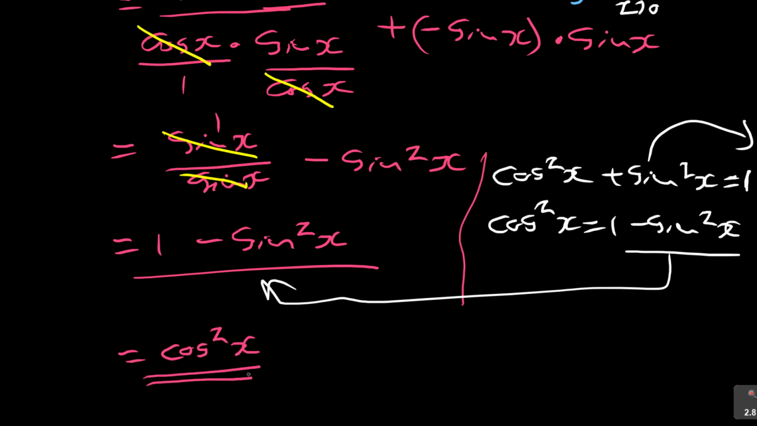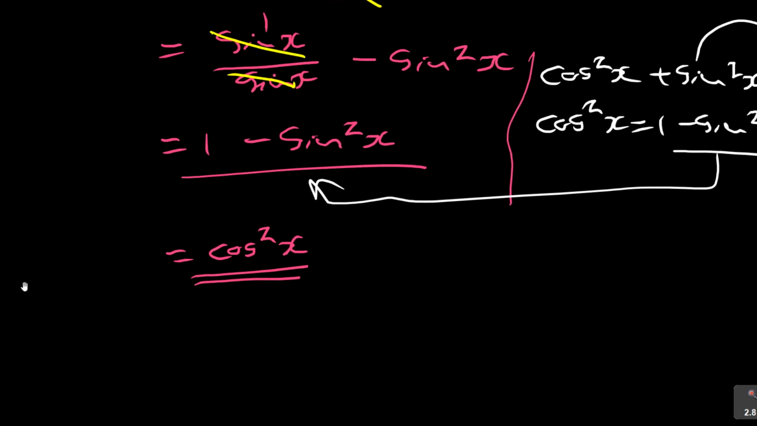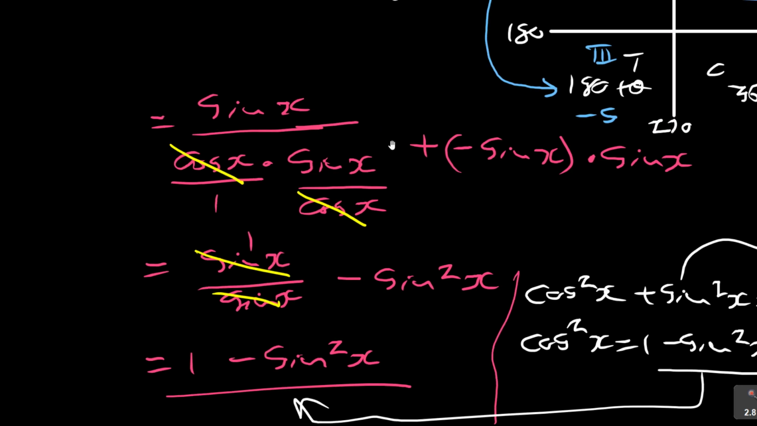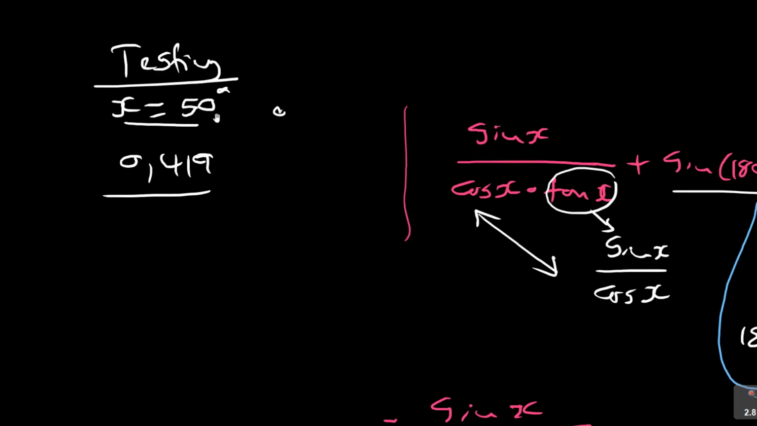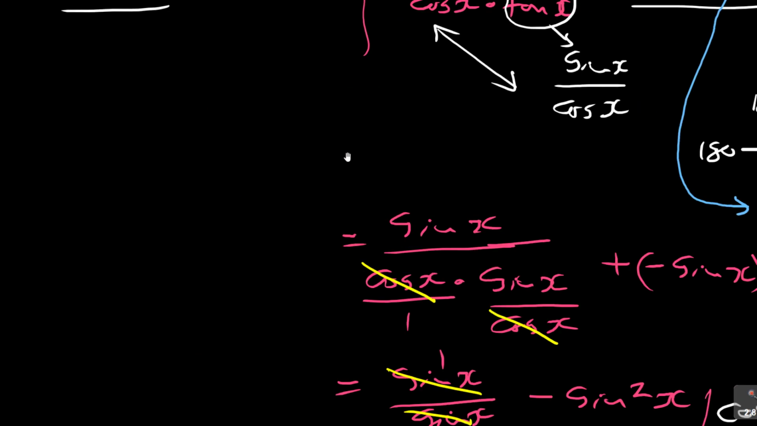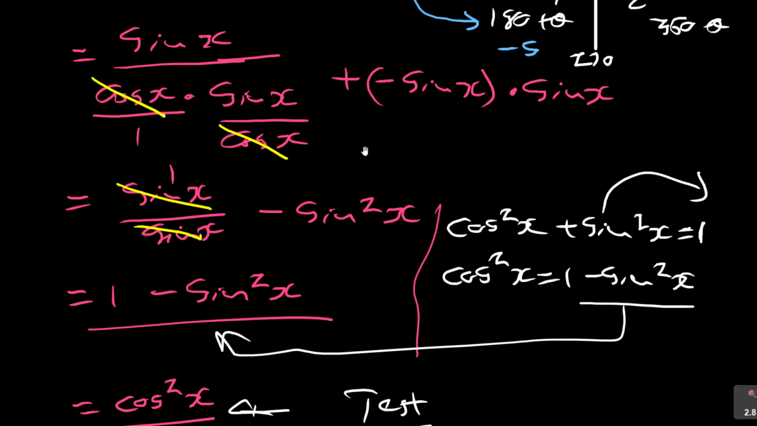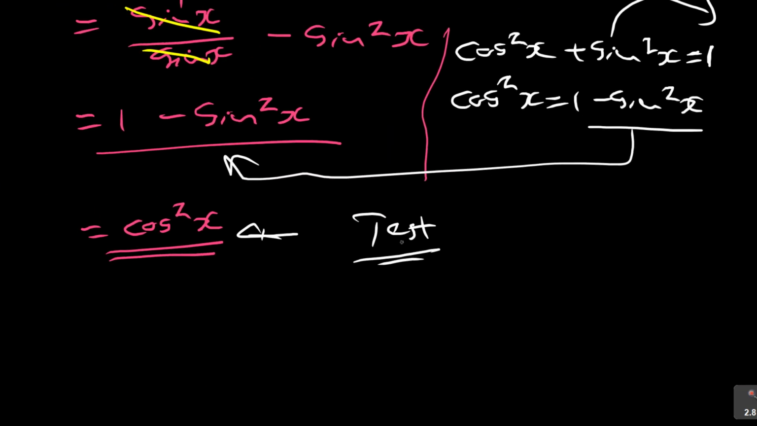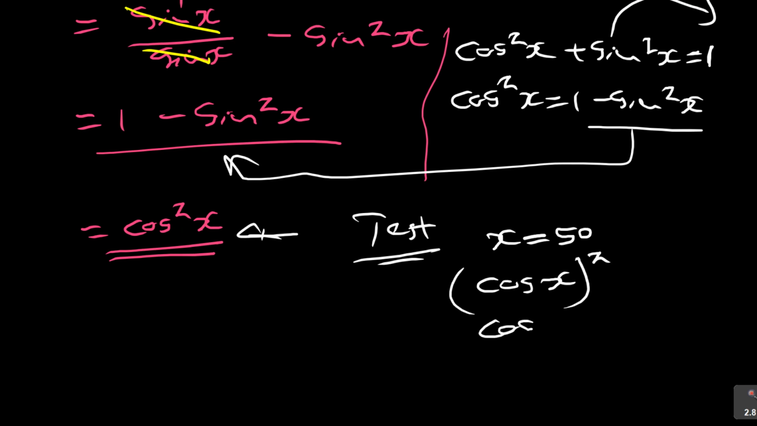Are you with me? Now, if you are testing, come back to the testing part. Test, test, test. When we are testing, we have to say, let's test for x equal to 50. So I must get what? 0.419. So if I come here and say, when x is equal to 50, how do you do cos squared? It's cos x in the calculator. You say cos 50, and then you square it.